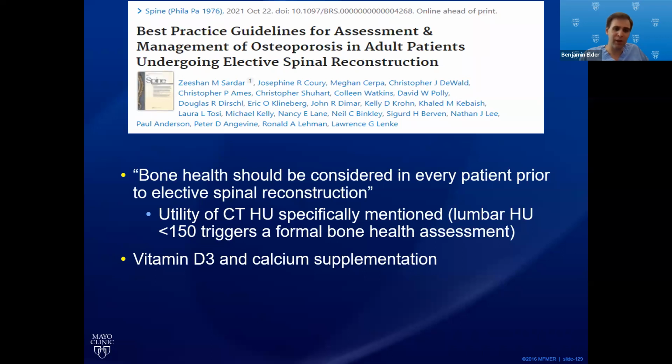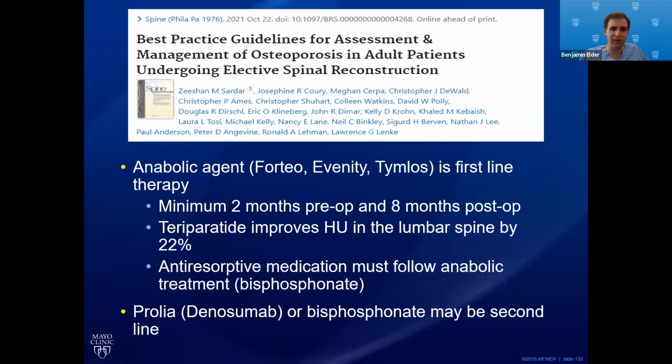Also, we need to pay attention to vitamin D3 and calcium supplementation. If we do find a patient who's osteoporotic, Forteo and Tymlos, which are the parathyroid hormone analogs, as well as romosozumab or Evenity, are the first-line therapies. Ideally recommended for a minimum of 2 months pre-op and 8 months post-operatively. And Teriparatide was found to improve the Hounsfield units in the lumbar spine in our paper by about 22%.